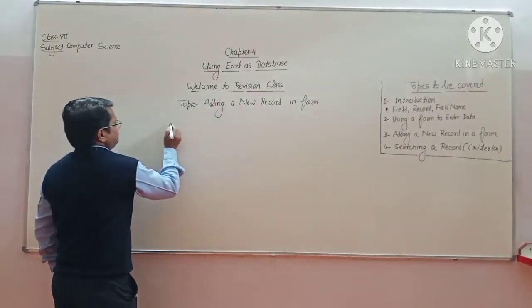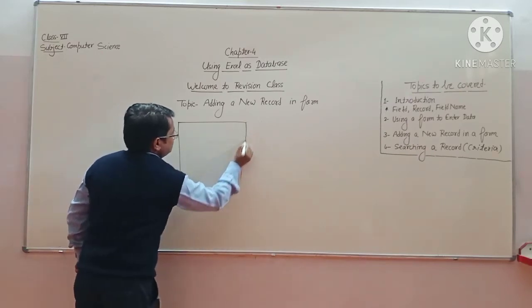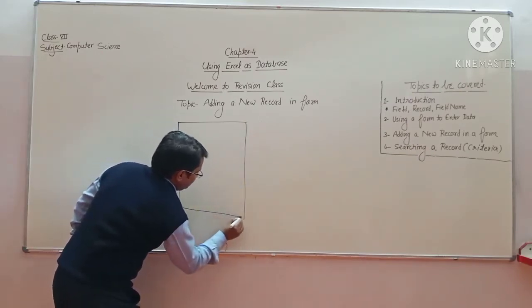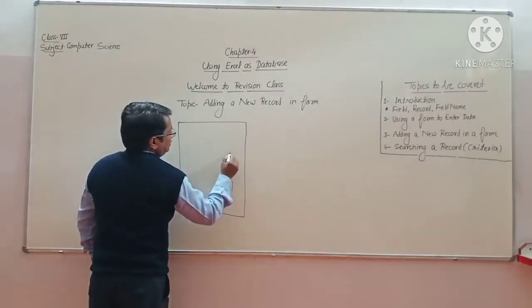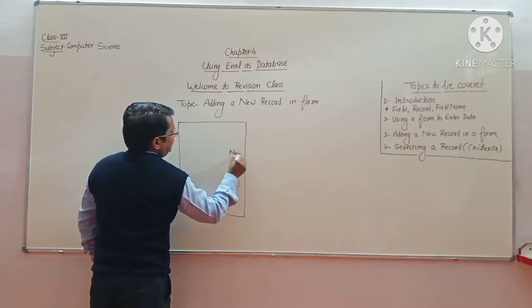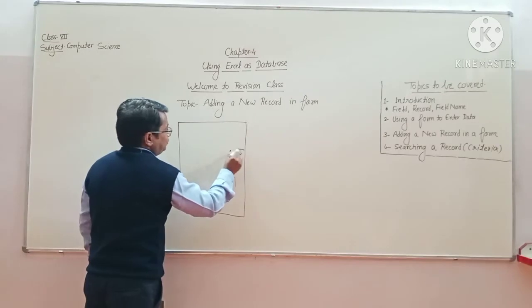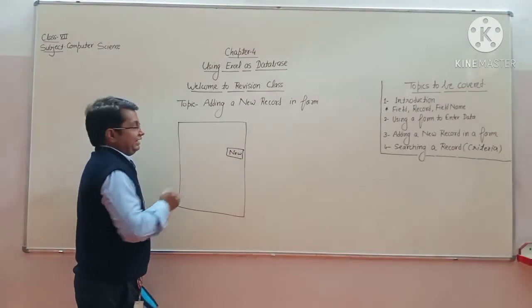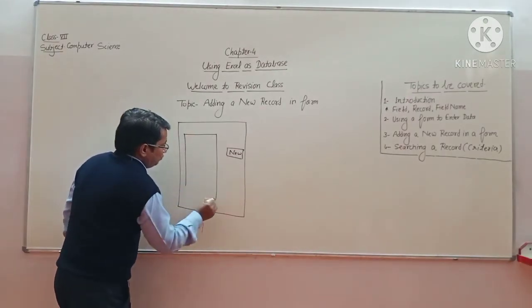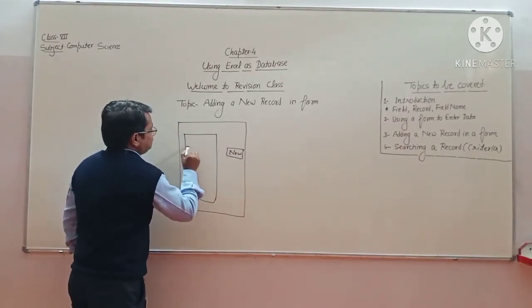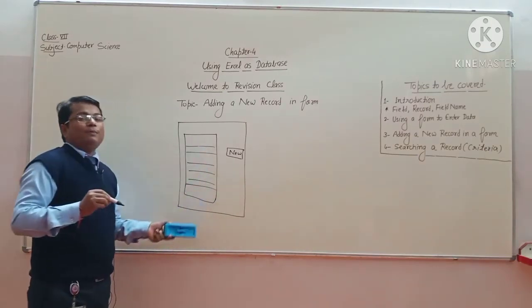Now, suppose this is your dialog box. In that dialog box, if you want to create new data for any student or any person, then you have to click on New. And here one more small dialog box is there, and according to your column names you will get the boxes here.